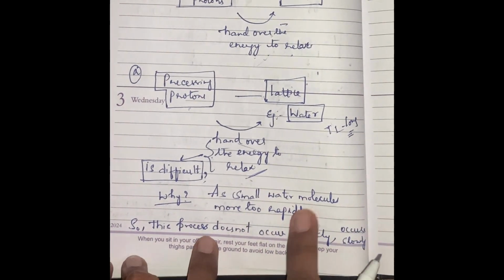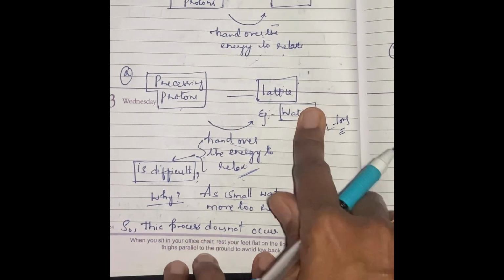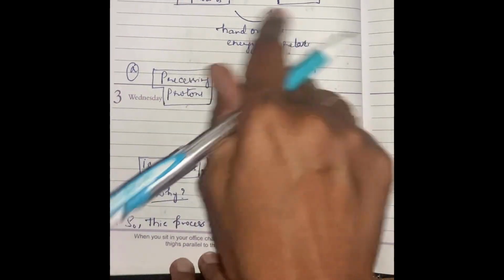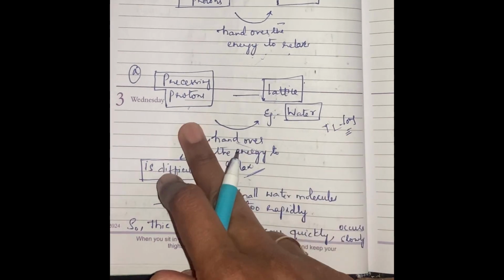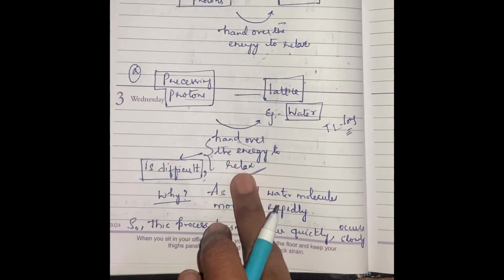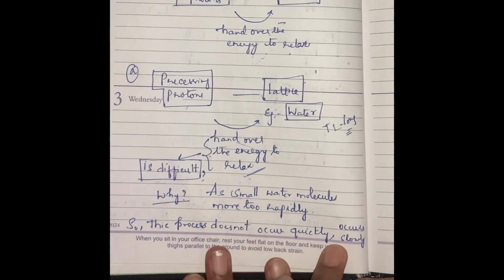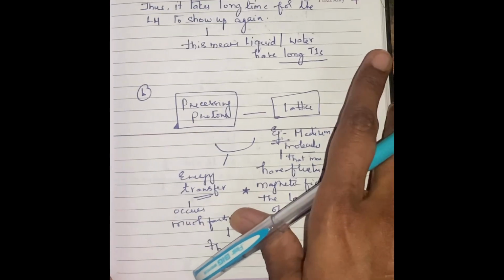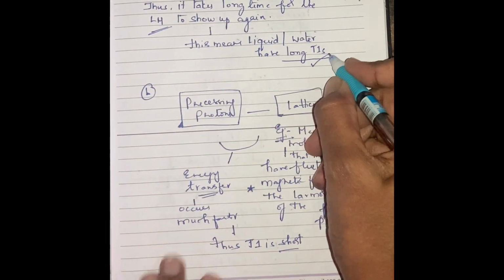Why? As the water molecules move too rapidly. As we said, their frequency should be the same. When they move too rapidly, it is very difficult for these precessing protons to lose their energy and go back. That's why this process occurs very slowly. Thus, it takes a long time for the longitudinal magnetization to show up again. This means liquid water has long T1.